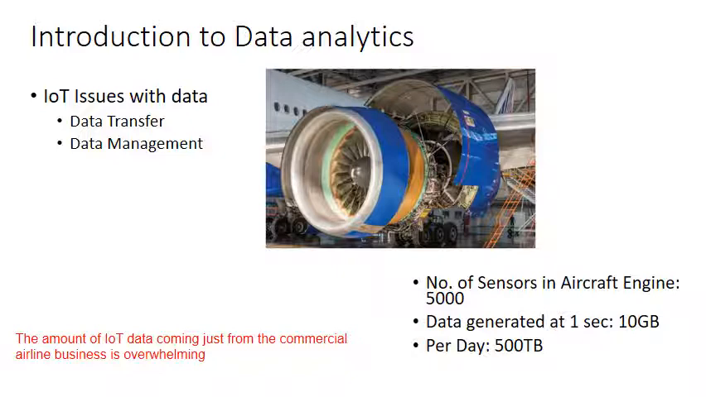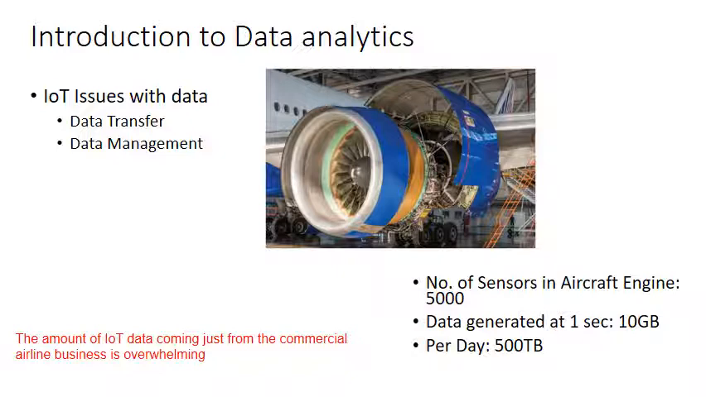If you take the aircraft as an example, there are 5,000 sensors in a single aircraft engine. These sensors sense the different behavior and working principles of all the parts of the engine. There is a chance that nearly 10 GB of data will be generated per second for one engine. Per day it may generate around 500 TB of data, if you consider the aircraft running for 8 hours with two engines.